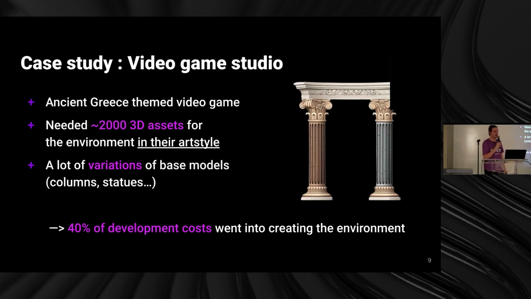I've chosen a case study from one of our clients here. The case study is of a video game studio. In this example, they actually wanted to make an ancient Greece themed video game. They had a ton of assets to make for the environments, and they wanted to make them in their specific art style. That already is what was limiting them. They had around 2,000 key assets that they needed for their environments, for outdoors, for sculptures and buildings, for example. But they needed to retexture them in their own art style, or create them from scratch in their own art style. That didn't allow them to use an asset pack very easily.